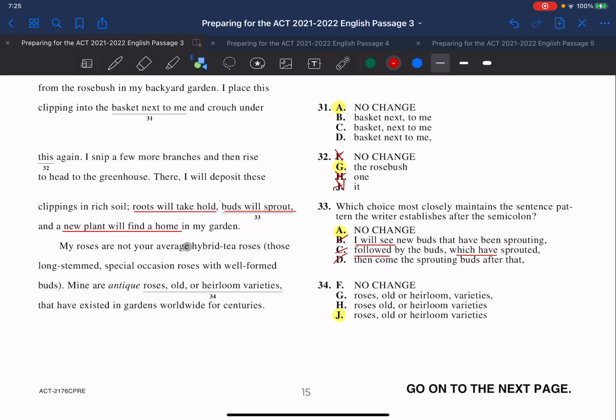My roses are not your average hybrid tea roses, those long-stem special occasion roses with well-formed buds. Mine are antique roses, old or heirloom varieties that have existed in gardens worldwide for centuries. So the question is this phrase, "antique roses, old or heirloom varieties." So where do we put the commas?